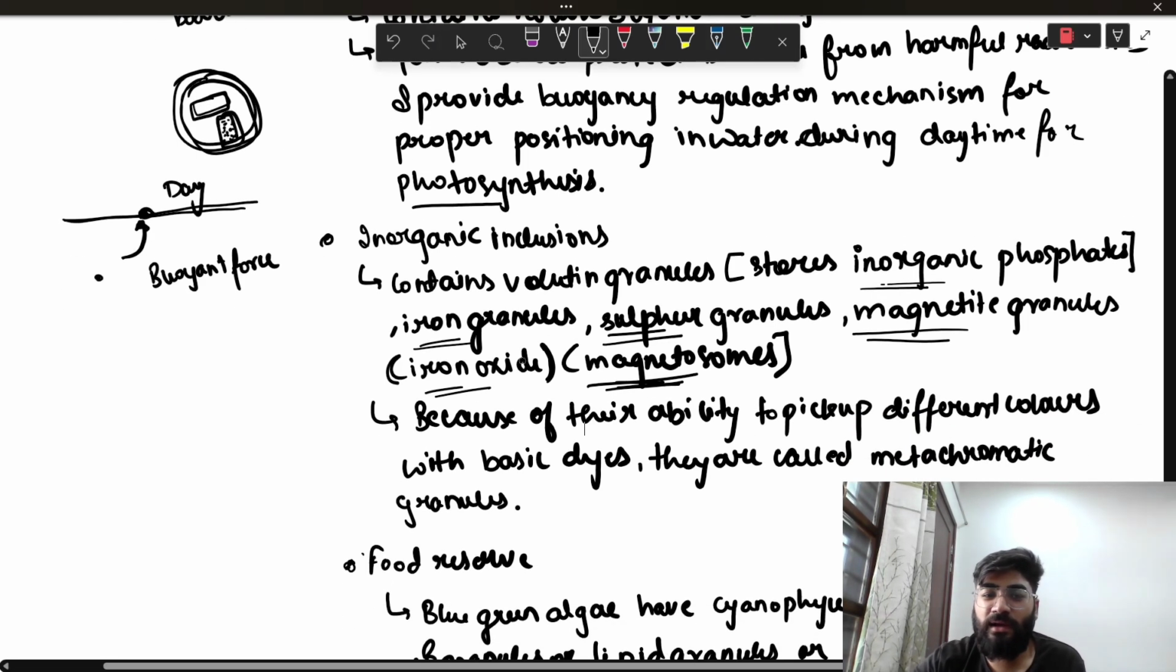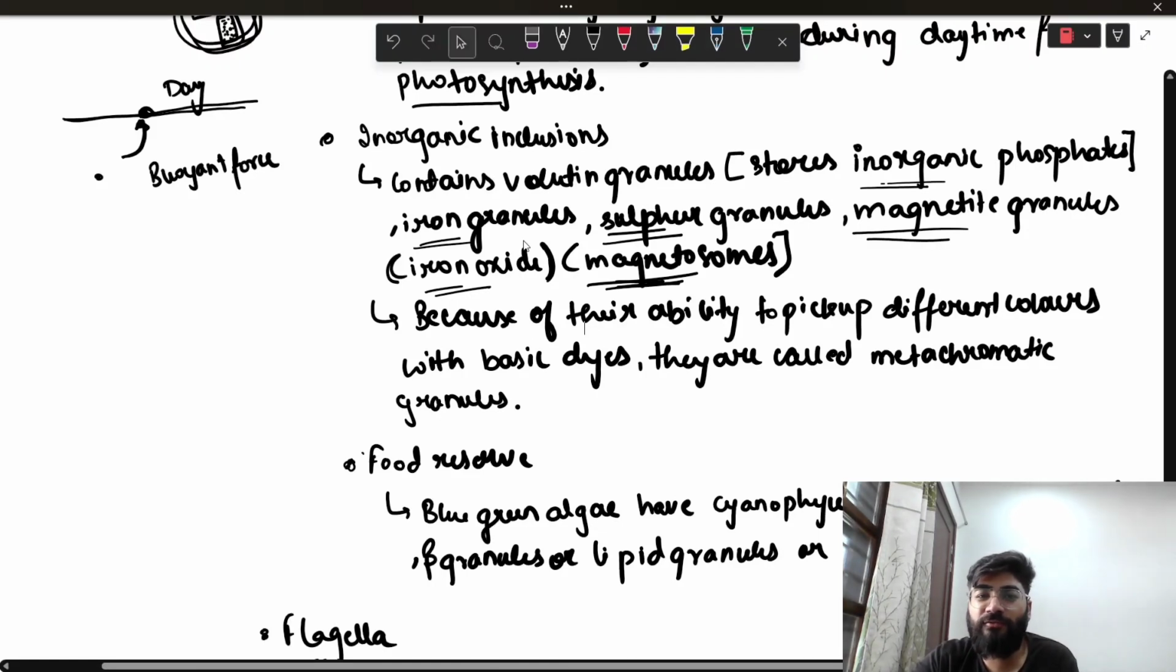Further, because of the ability of inorganic inclusions to pick up different colors with the basic dyes, they are also called metachromatic granules. These inorganic inclusions and different kinds of granules can react with basic dyes. There are acidic dyes, then there are basic dyes. When these inorganic inclusions react with basic dyes, they form a color, and based upon the different colors that we see, we can categorize the bacteria as well.